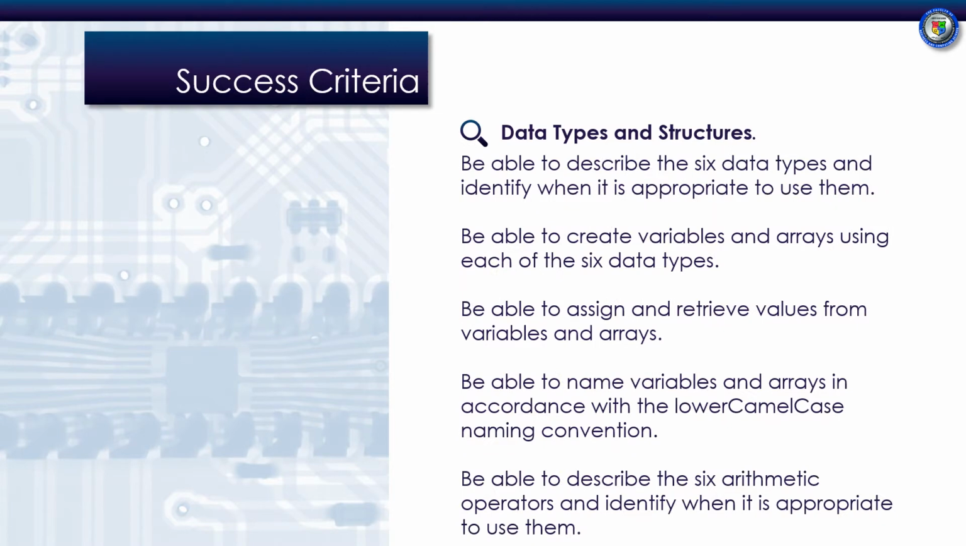As always, we have success criteria for our lesson. Today, our success criteria is being able to describe the 6 data types and identify when it is appropriate to use them, be able to create variables and arrays using each of the 6 data types, be able to assign and retrieve values from variables and arrays, be able to name variables and arrays in accordance with the lower camel case naming convention, and be able to describe the 6 arithmetic operators and identify when it is appropriate to use them.